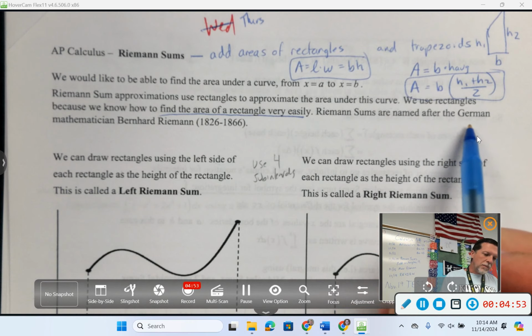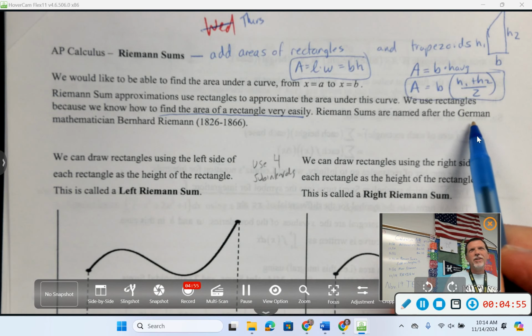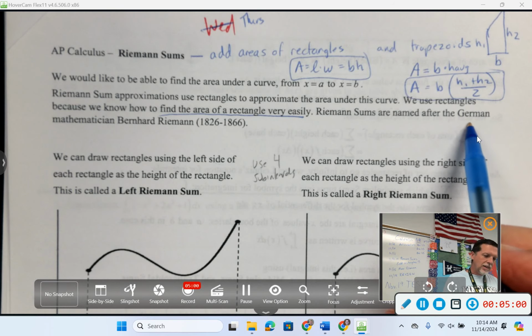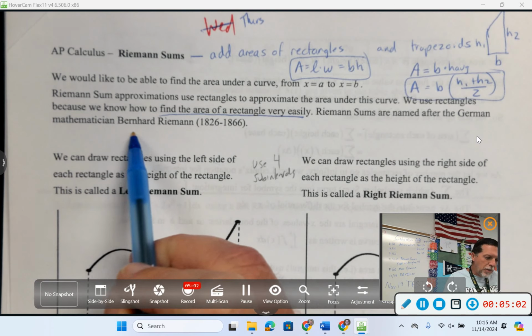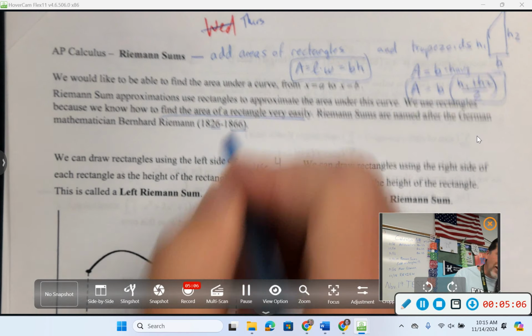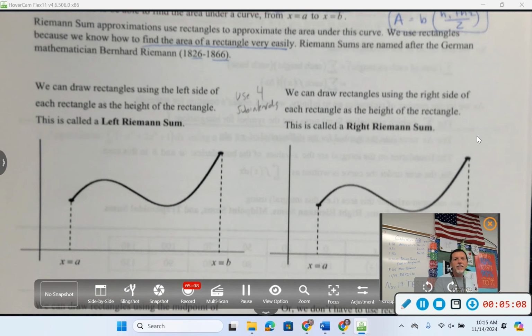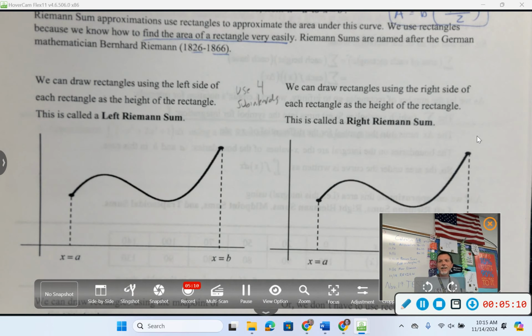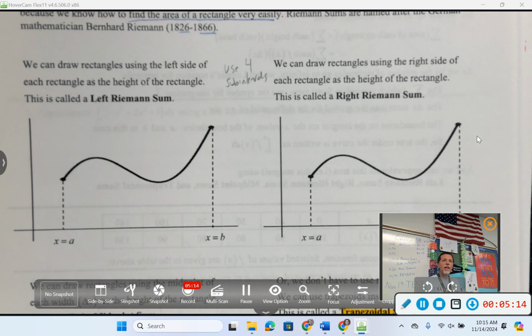Riemann sums are named after the guy who figured this out. It's like he gets credit for adding up rectangles? Yes, he does. German mathematician Bernhard Riemann. I didn't realize, just until now, that he didn't make it very long. I mean, 40 years old, so I say 1800. But still, they lived past 40, right?